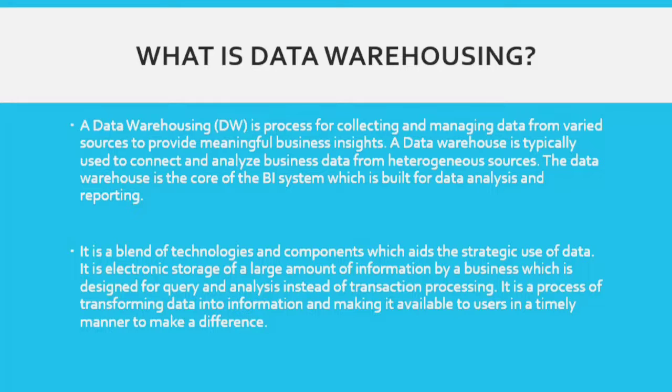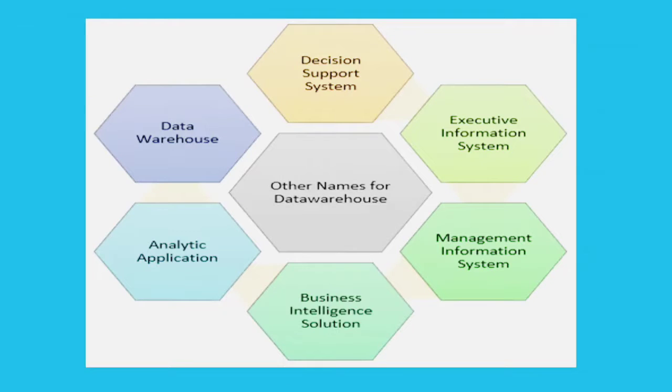In this video, we will be going to learn about what are the different types of data warehouses, how a data warehouse functions, and what are its uses. So let's get started. So a data warehouse is typically known as some other names like decision support system, executive information system, management information system, business intelligence solution, analytical application, and a data warehouse itself.